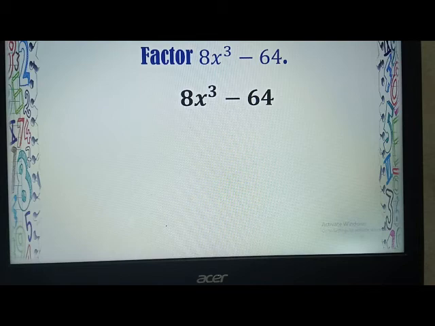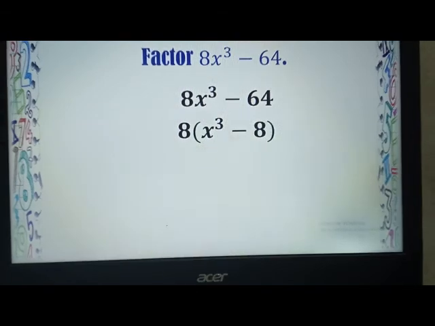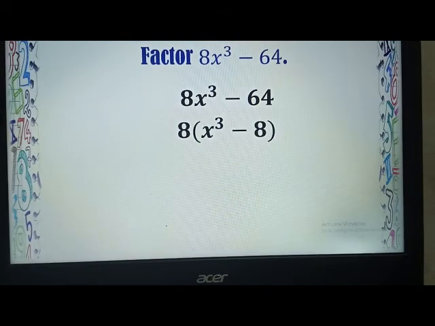Take note, before proceeding to factoring sum and difference of two cubes, you need to determine if there is a common factor on the given terms of the binomial. Like this one, 8x cubed and 64. There is a common factor which is 8. Factoring using GCMF.